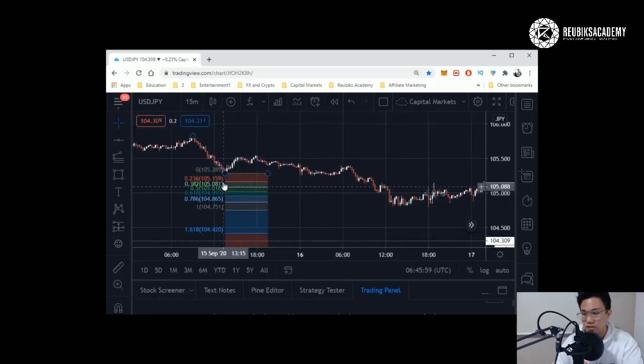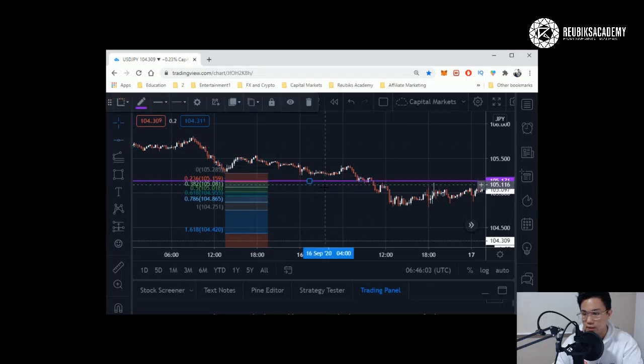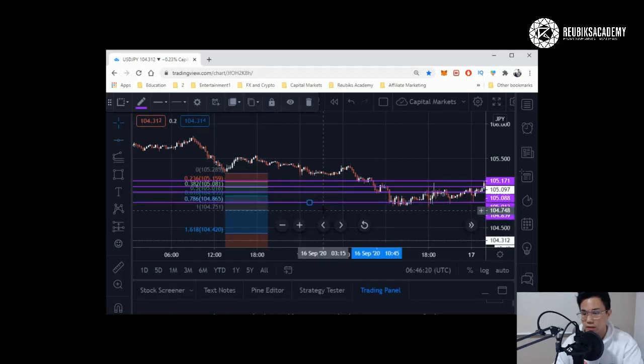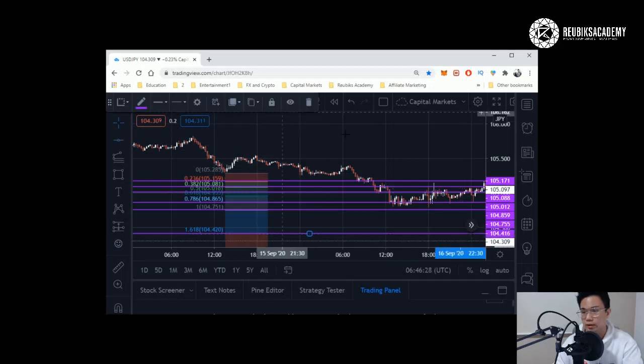you can draw these lines out to see. There's one line here. There's another line here. There's another line here. There's another line here. There's another line here. I'm going to draw till the 1.618 level.